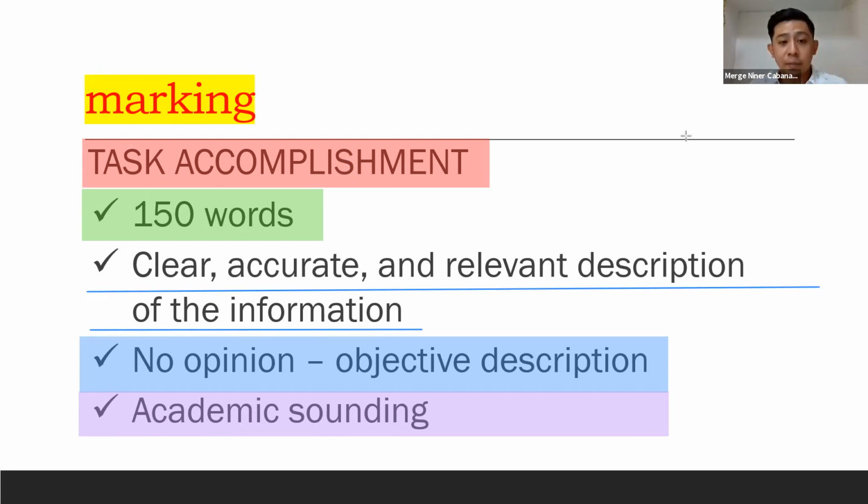So now, task accomplishment. We're done with task accomplishment. Any questions with task accomplishment, guys? Sir, ako po may question. Mm-hmm. Yung sa may 150 words po, paano po kung sumobra ng kahit 1 or 2 words? Okay. We're looking for more than 150 words. So, okay lang po yun.